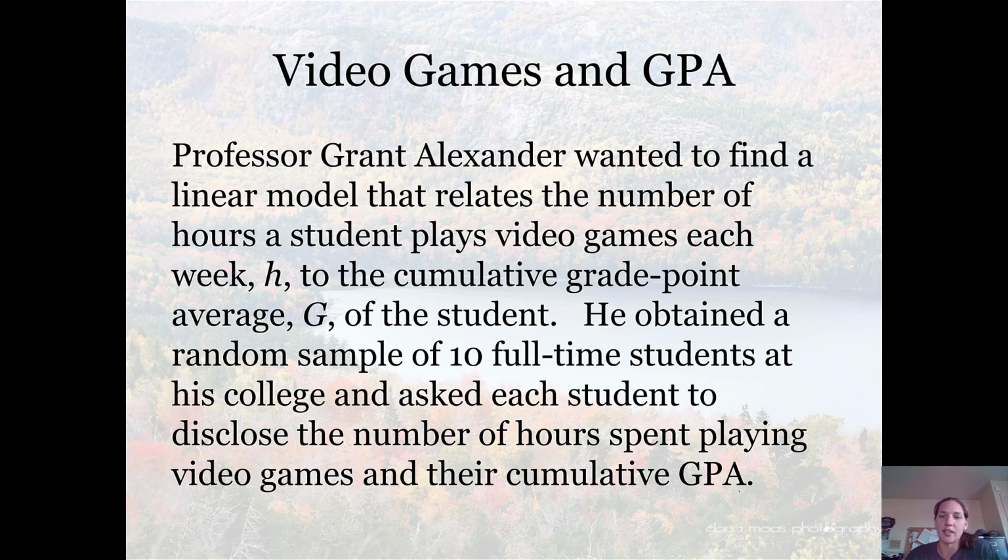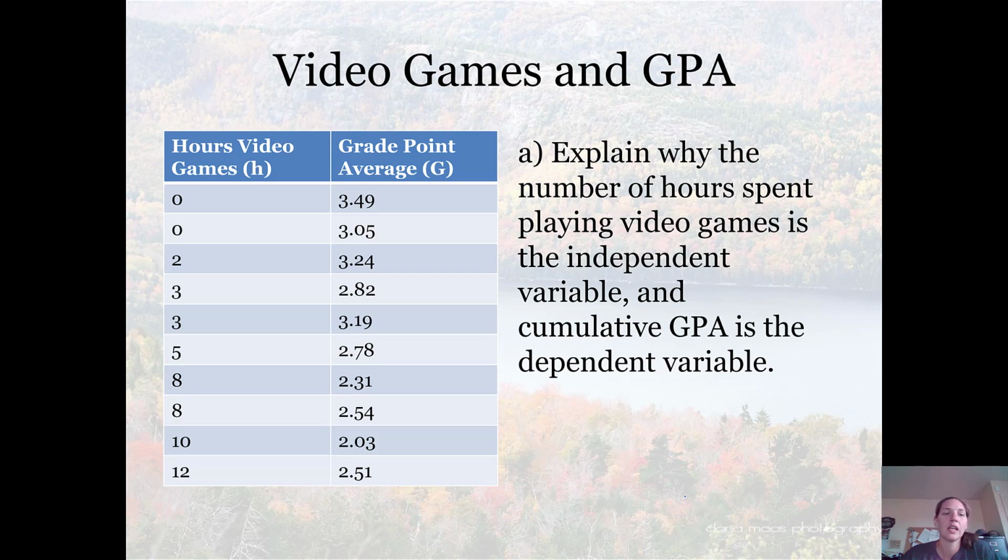We have a professor, Grant Alexander, who wanted to find a linear model that relates the number of hours a student plays video games each week, we'll call it H, to the cumulative grade point average, G, of the student. I know this feels overdone, but it was an example from the book, so I'm stealing it. He obtained a random sample of 10 full-time students at his college and asked each student to disclose the number of hours spent playing video games and their cumulative GPA. This is the data he got. First off, we're asked to explain why the number of hours spent playing video games is the independent variable and the cumulative GPA is the dependent variable.